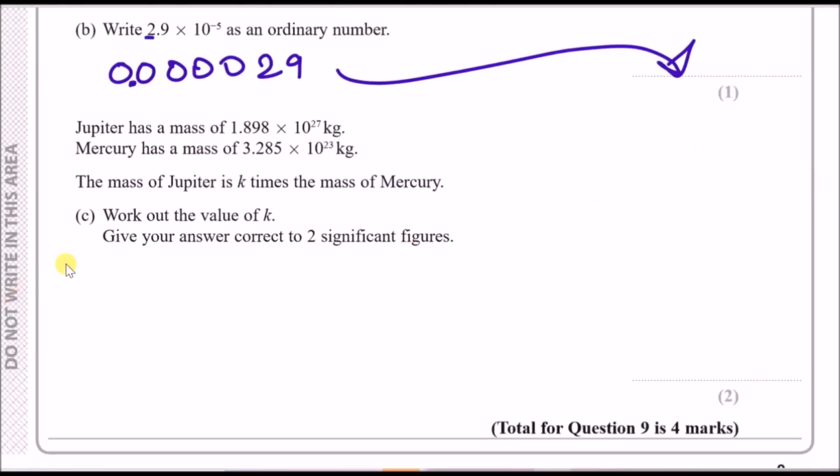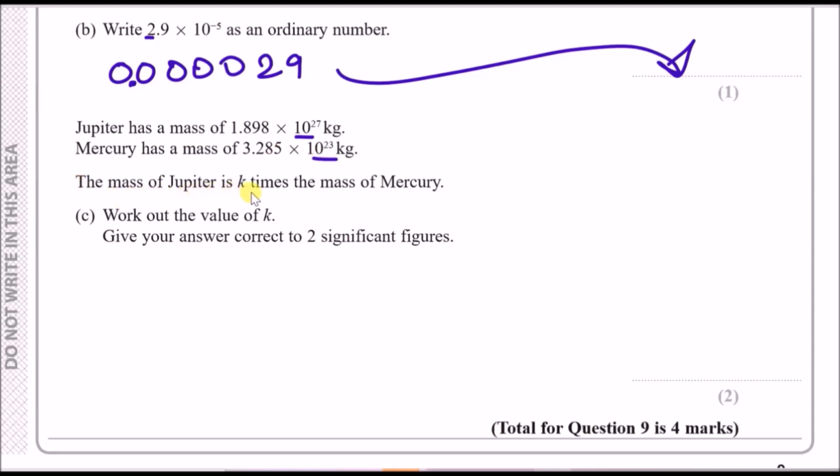Alright, so next bit. According to this information, Jupiter has a mass of 1.898 times 10 to the power 27 kg. So that's a lot, by the way. That's heavy. Mercury has a mass of this amount, which is actually less. So don't look at the figures in front. Look at the 10 to the power ones, yeah? This is 10 to the power 27. This is 10 to the power 23. This essentially has 4 more digits after that one. So this is way bigger.